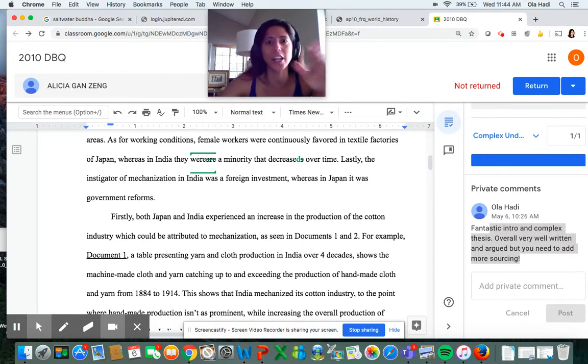Lastly, the instigator of mechanization in India was a foreign investment, whereas in Japan it was government reforms. Excellent. You guys, this is a complex thesis. It has 4 parts, 2 similarities and 2 differences. I'd love it if she followed up with documents that tell me grouping sentences that tell me which documents are going to prove what part of her thesis.